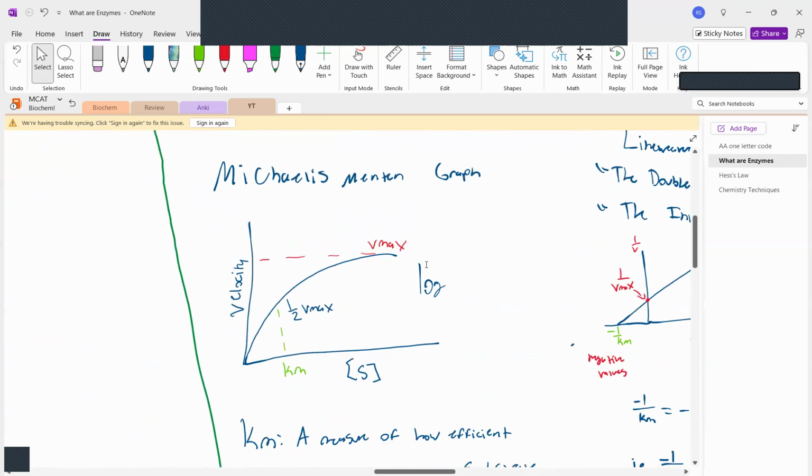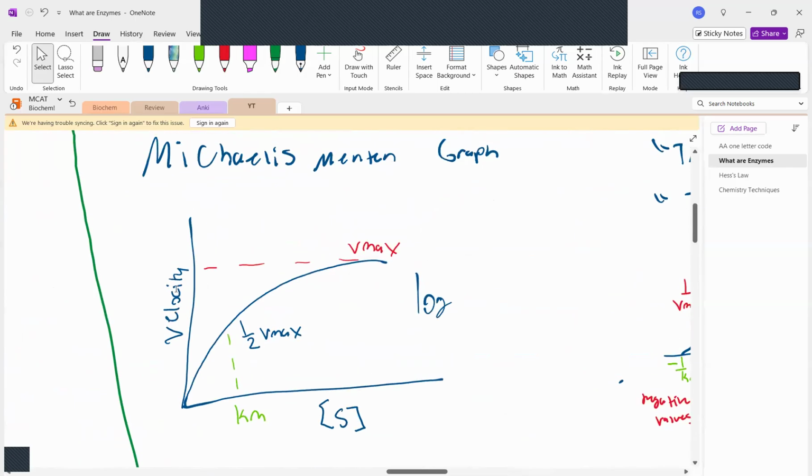So for Michaelis-Menten, on the y-axis is velocity, and velocity is related to Vmax. Vmax is just the maximum rate, the absolute maximum rate at which the enzyme's chemical reaction can occur in your body. Then your Km is essentially the substrate concentration at one half of that Vmax, how much substrate is needed to get to one half of Vmax.